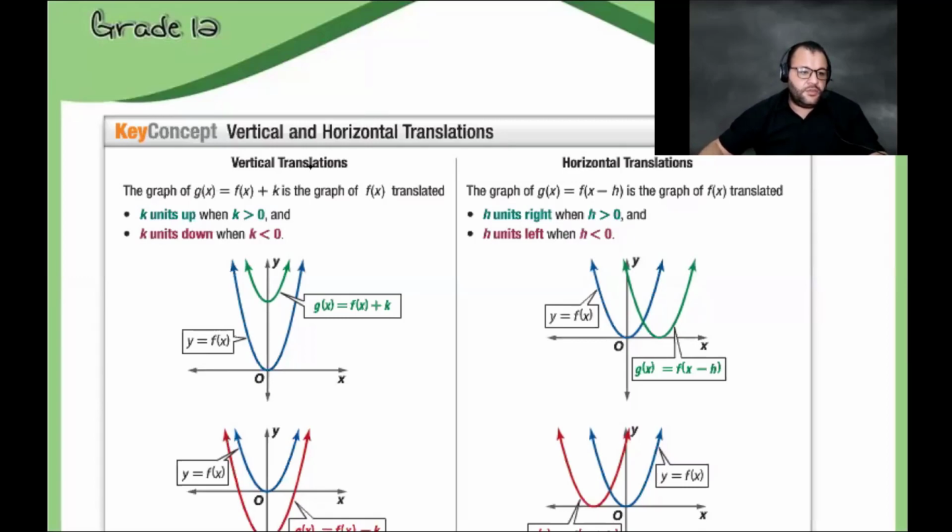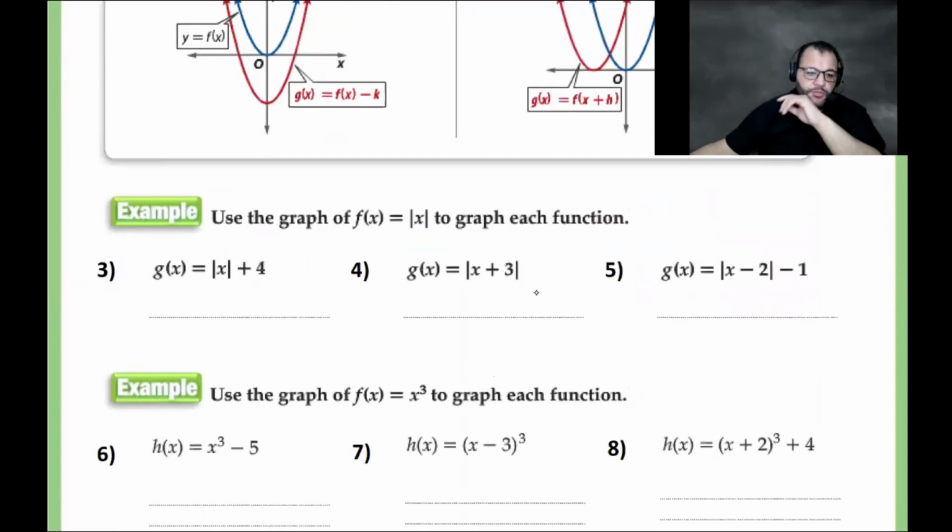You find that's plus k and minus h. So anything that happens inside the bracket affects x with the inverse operation. Anything outside the bracket affects y with the same operation. So how can we differentiate between them?